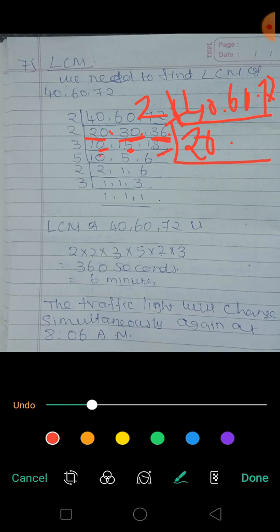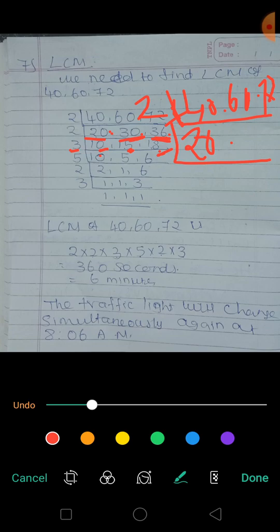After finding 10, 15, 18, what is the common table? In the 2 table 10 and 18 come, but 15 will not come, correct? And in the third table, 15 and 18 come. So I just take the third table. You can take the 2 table also, no problem. Now take the 3 table: in the 3 table, 10 will not come.